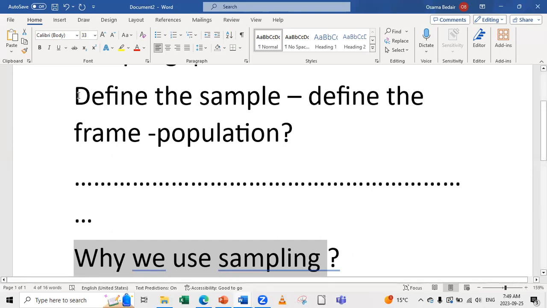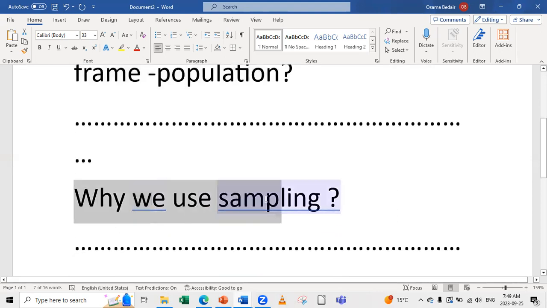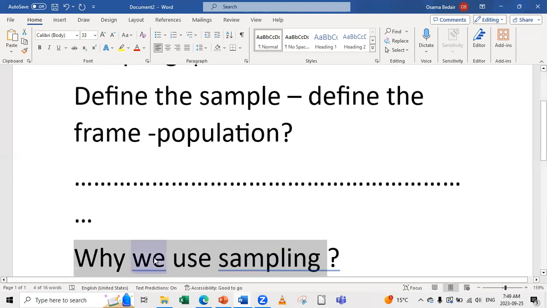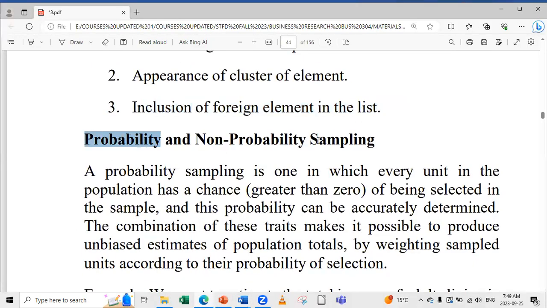Okay, my dears, we came to define the sample, define the frame and the population, and why we use sampling. Those are the questions which we had to answer. Now we go to probability and non-probability sampling. What do we mean by probability sampling? Probability sampling gives a chance for all the units to be chosen; any sample unit has the same chance. But in non-probability sampling, the researcher puts in his own wishes and desires in choosing the sample.